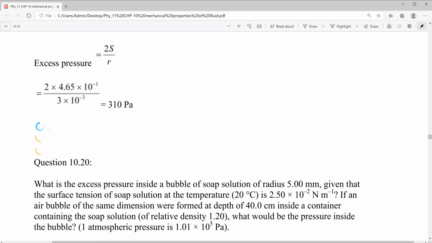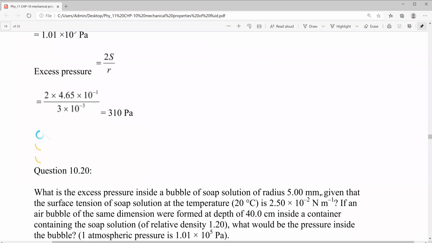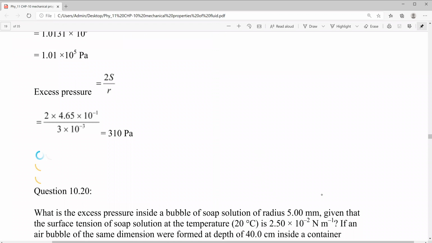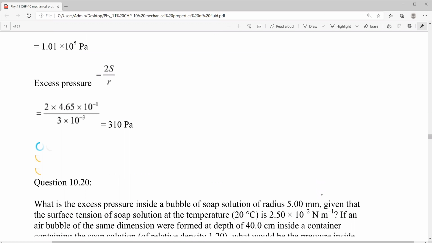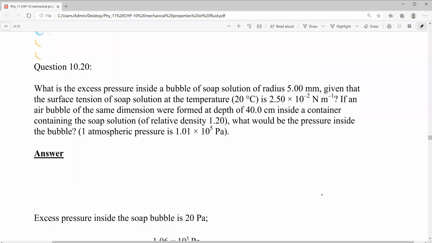So the excess pressure we got is 310 Pascal. So that is very easy. Next we shall see the next one, that is 10.20. So what is the question? What is the excess pressure inside a bubble of soap solution of radius 5 millimeter?